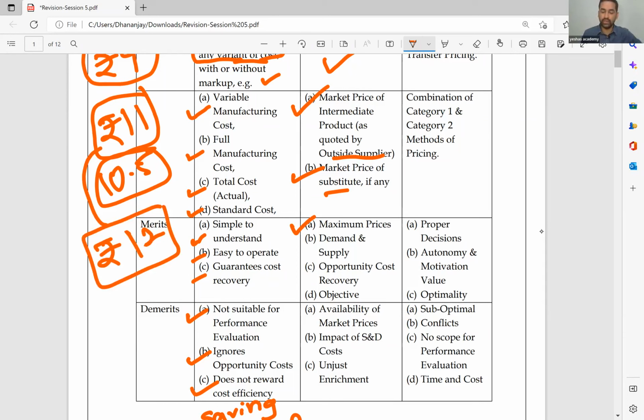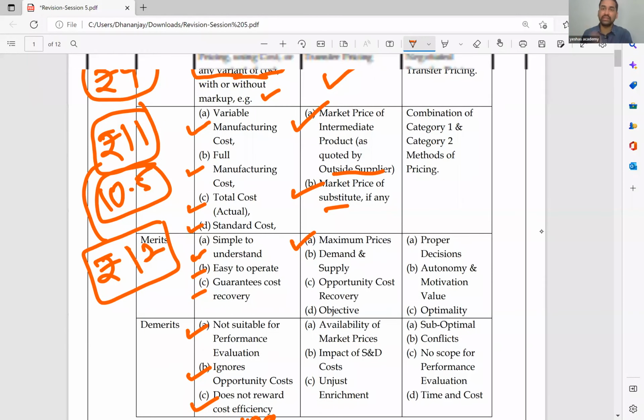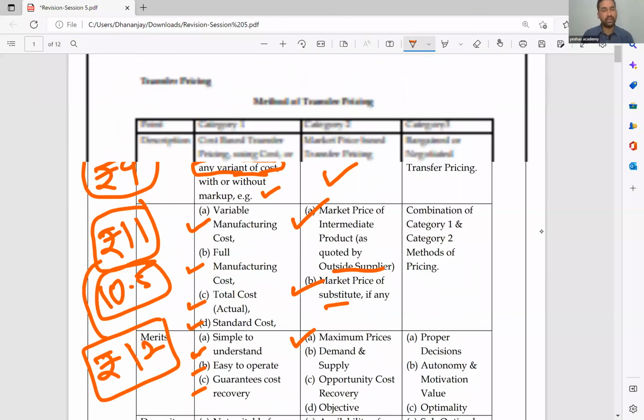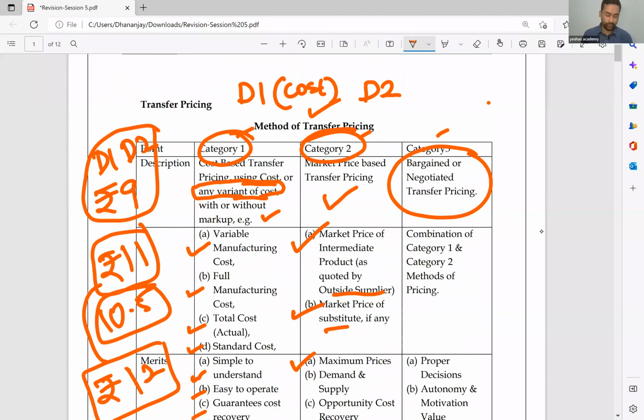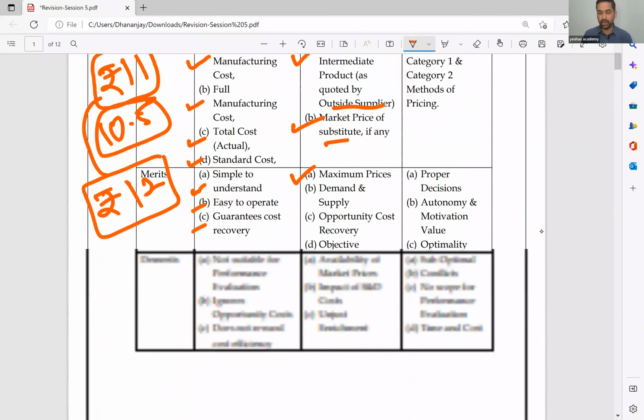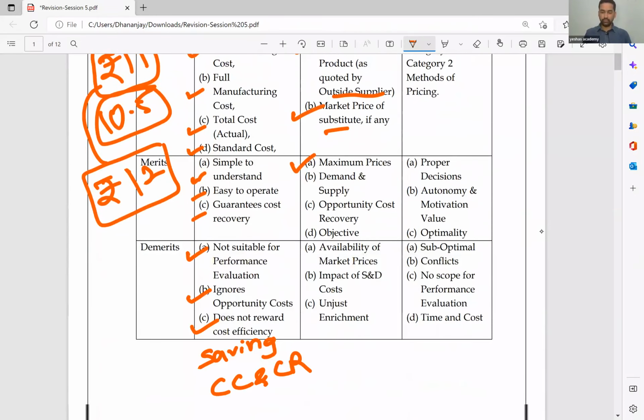You see, negotiated or bargained price. Now both will sit, discuss and decide. It is not simply go by market price. Second, demand and supply. What will D1 do? That depends. Department 1 action will be based on market factors.